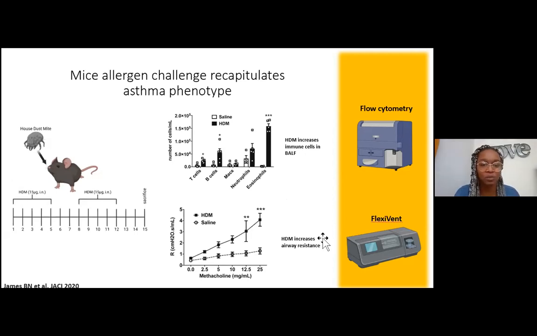And so what we saw was that the HDM challenged mice all had a significant increase of a variety of different immune cells, especially eosinophils, which, as I mentioned before, are the predominant inflammatory immune cells in allergic asthma models. We also used the flexiVent respiratory system to take in vivo measurements of lung resistance, which is a measure of airway hyperreactivity, and saw that the house dust mite group had increased lung resistance.